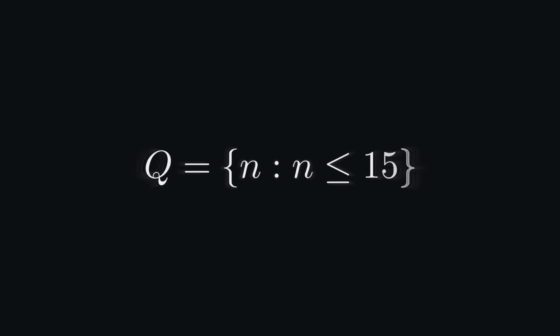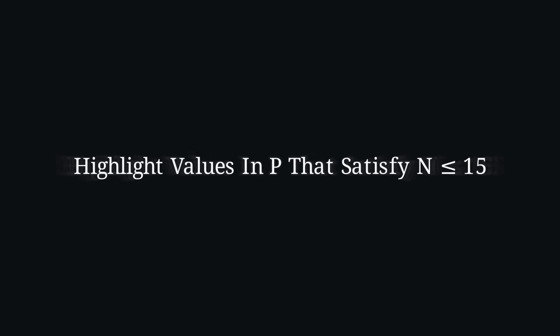Now, let's interpret the result. The inequality tells us that n can be less than or equal to 15. However, remember that Q must be a subset of P. Let's highlight the values in P that satisfy n is less than or equal to 15. From set P, the values that meet this condition are 11 through 15. Thus, Q includes the numbers 11, 12, 13, 14, and 15.